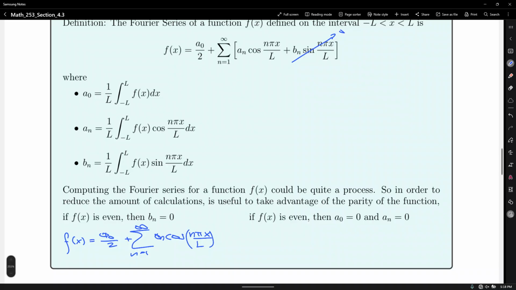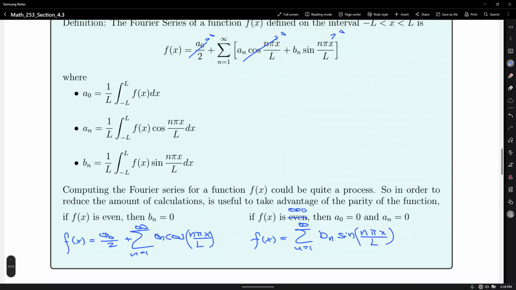On the other hand, if the function is odd, then a sub 0 equals 0 and a sub n equals 0. And guess what? This goes to 0, that goes to 0 as well, and f of x equals simply the sum from n equals 1 to infinity of b sub n sine n pi x over L.